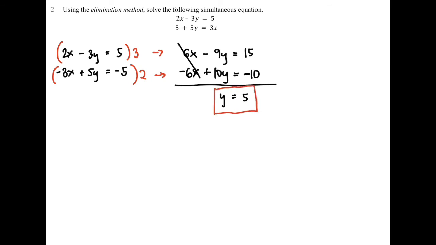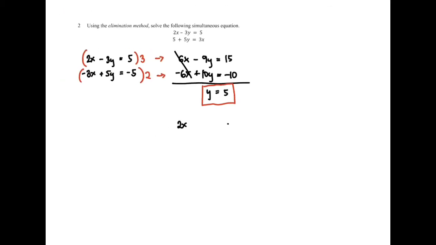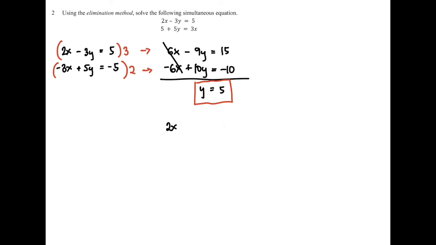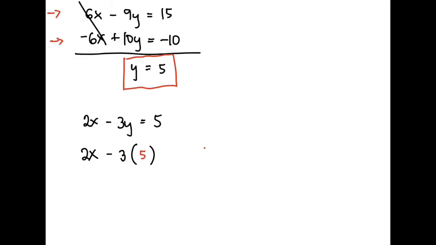Okay, now how do we get the value of x? First, you just choose which equation you want to use, the first one or the second one. It doesn't matter because it will give you the same answer. For me, I'll use the first equation because it has smaller numbers. So 2x minus 3y equals 5. Now what is y? Y is 5. So now this one is now 5.